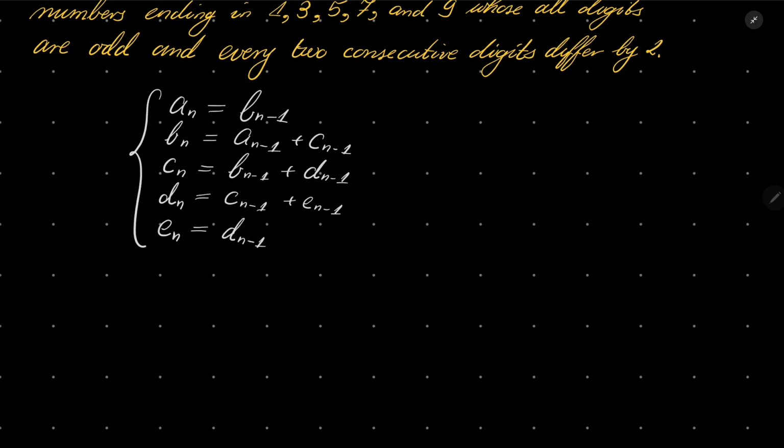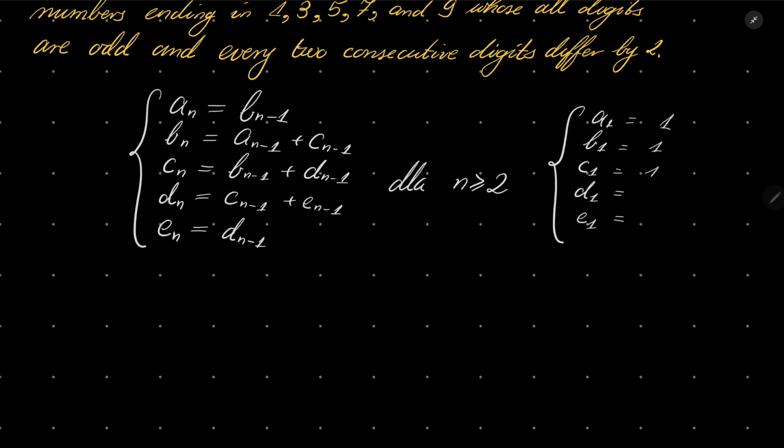Okay, so that holds for n greater than or equal to 2, and we need initial conditions, which are trivial, because we have numbers with 1 digit, so it's 1, 1, 1, 1, 1. Nothing special here. Okay, very well.